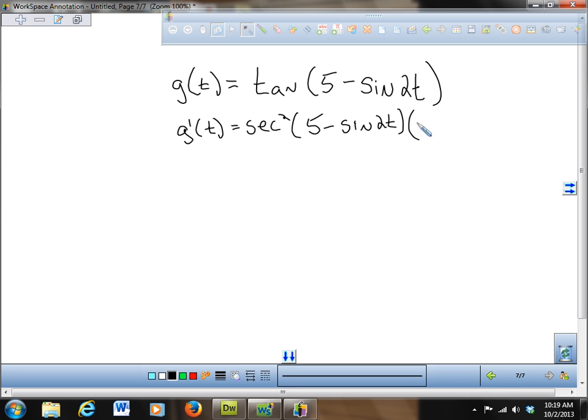There's going to be a negative cosine of 2t, but I also have to take the derivative of that 2t. What's the derivative of 2t? 2. So you have to apply the chain rule twice. Do you understand that? Because the outermost function is tangent, then the next inner function is this thing, and the next inner function is 2t. So you take the derivative of the outside, then the next, then the next, and then you would simplify that a little bit.